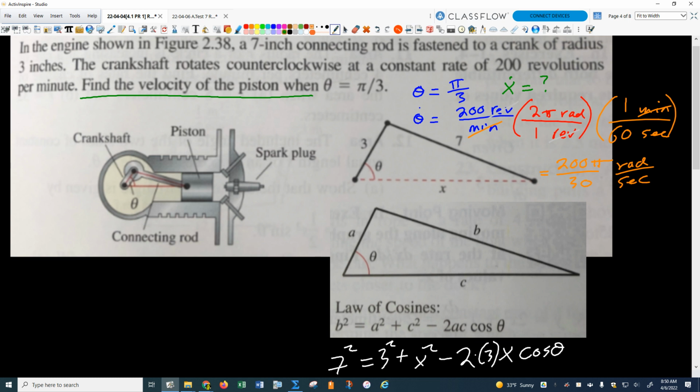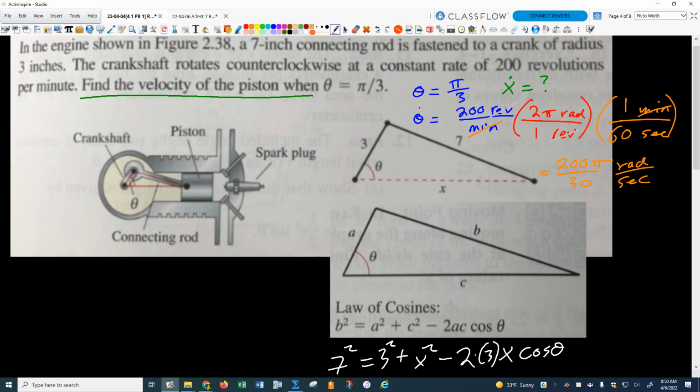Well, we've got this triangle, but it's a non-right triangle. So we can't use Pythagorean theorem. We've got to use the law of cosines in this case instead, right? Law of cosines tells us b squared equals a squared plus c squared minus 2ac cosine theta if this is how we're defining the sides and angles in that triangle.